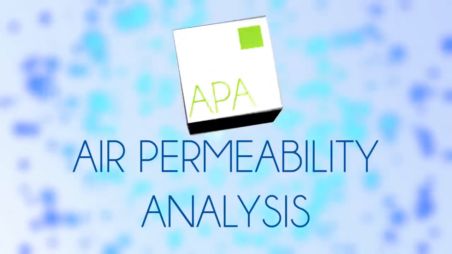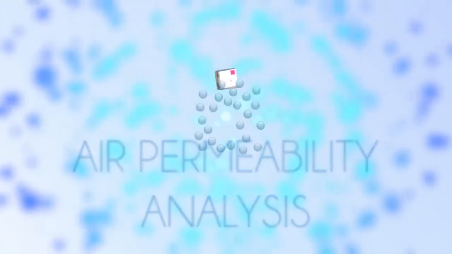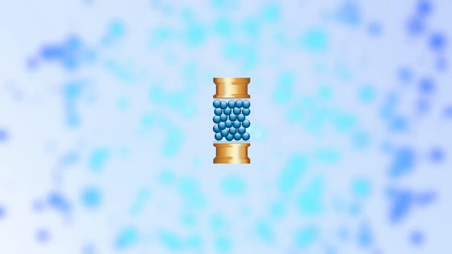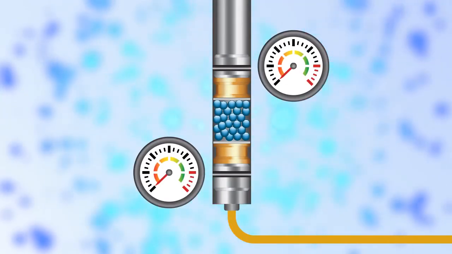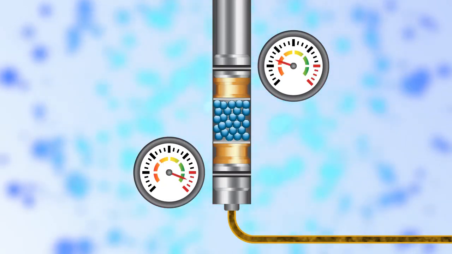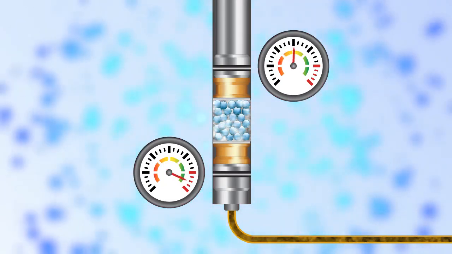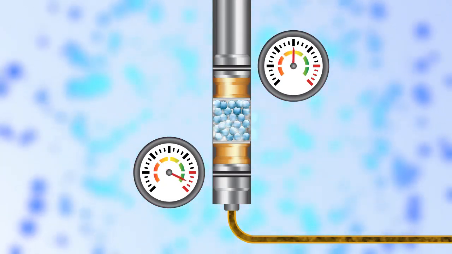Air permeability analysis. For particles or powders that have a high density, a particle size can be determined using air permeability analysis. This technique utilizes dual pressure transducers to measure pressure drops across a packed bed of powder.